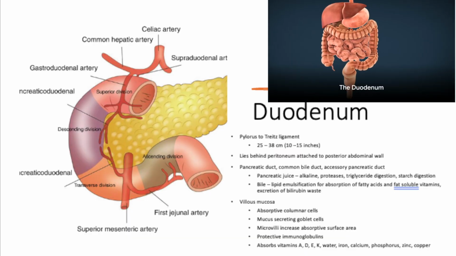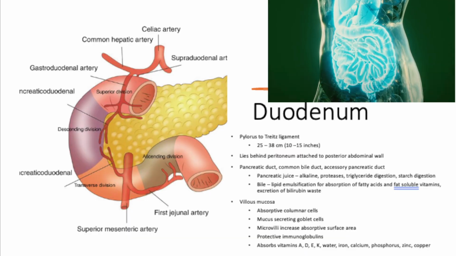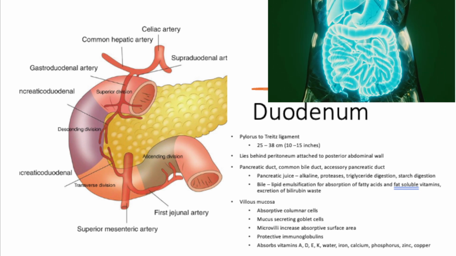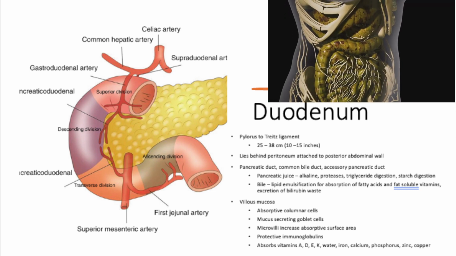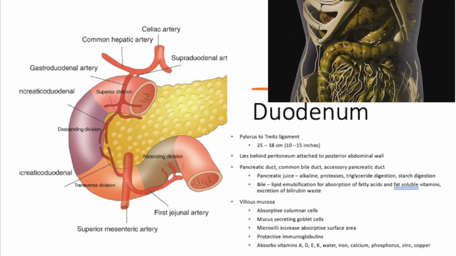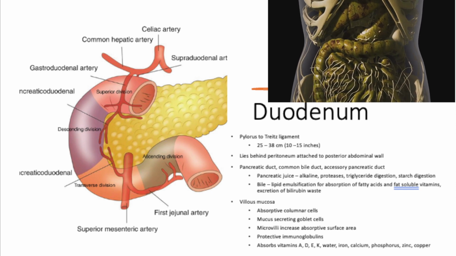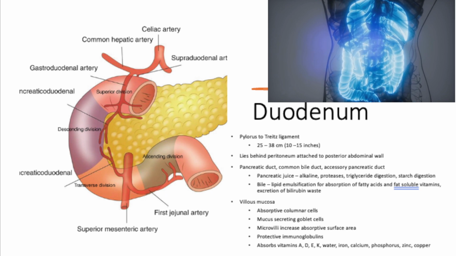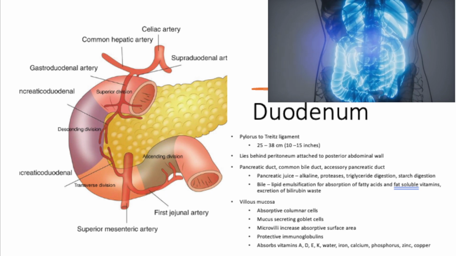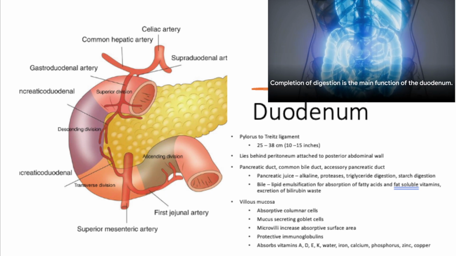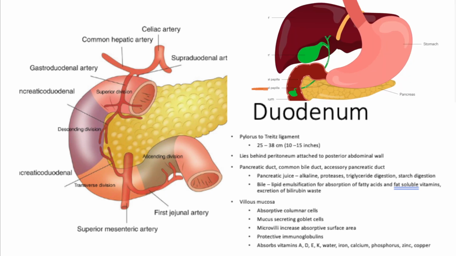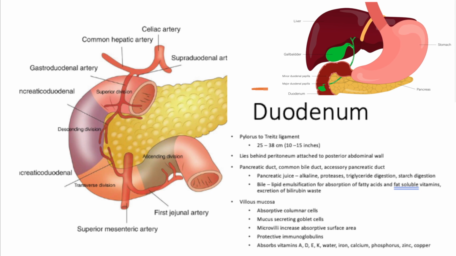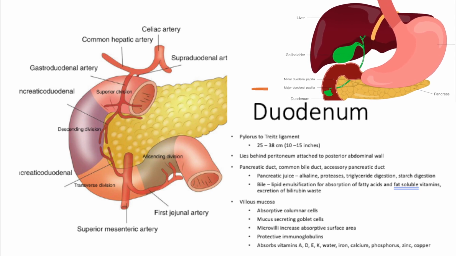The duodenum starts at the pyloric sphincter and extends to the ligament of Treitz, and is around 25 to 38 centimeters in a capital C-shaped curve. The duodenum is retroperitoneal and attached to the posterior abdominal wall. The duodenum is further divided into 4 divisions: superior, descending, transverse, and ascending. The most important feature of the duodenum is the completion of digestion. The pancreatic duct, common bile duct, and the accessory pancreatic duct all empty into the duodenum. These provide pancreatic juices and bile.